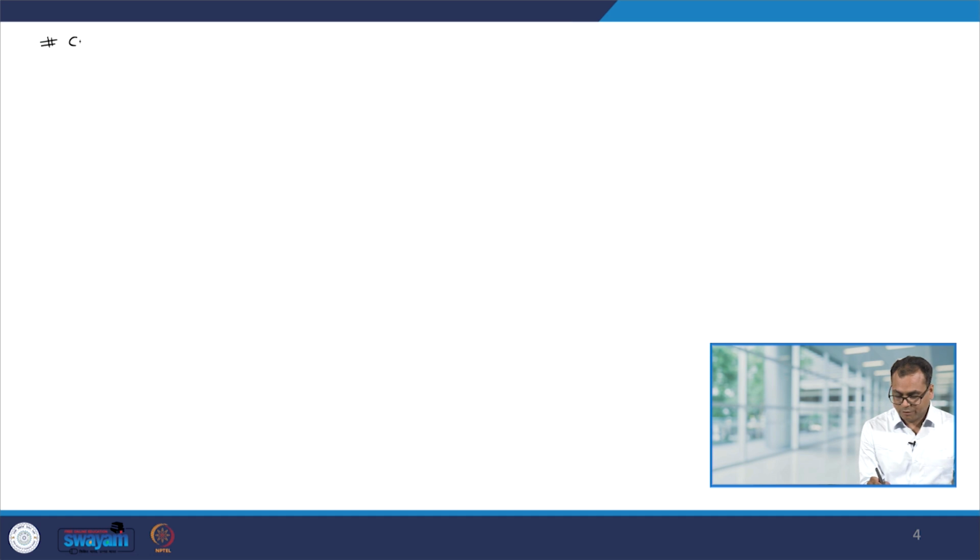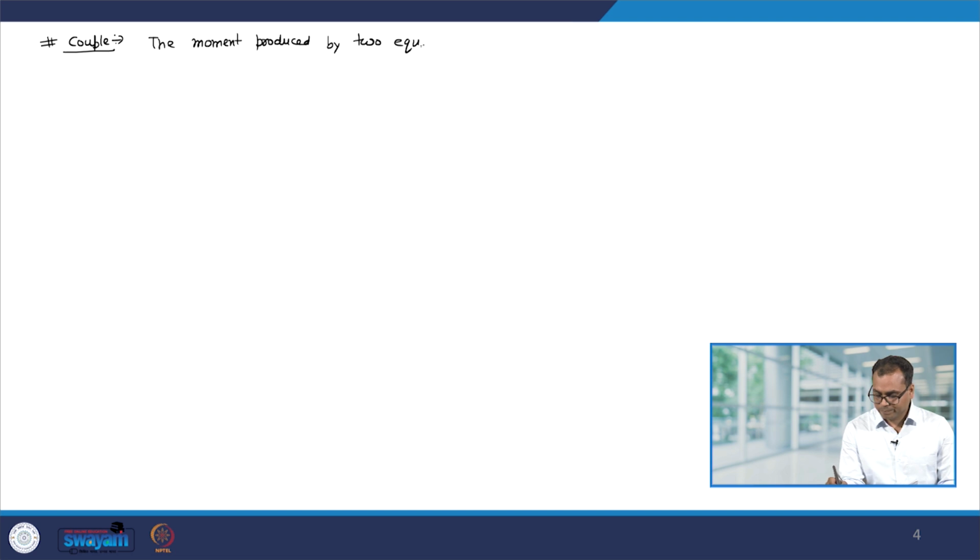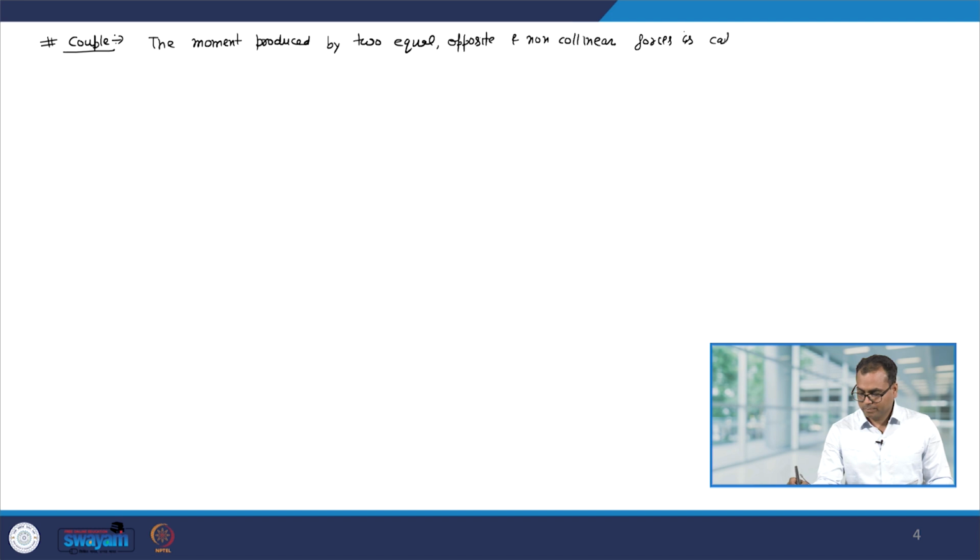So, first let me define a couple. The moment produced by two equal, opposite and non-collinear forces is called a couple. Okay. Let us look at the example.